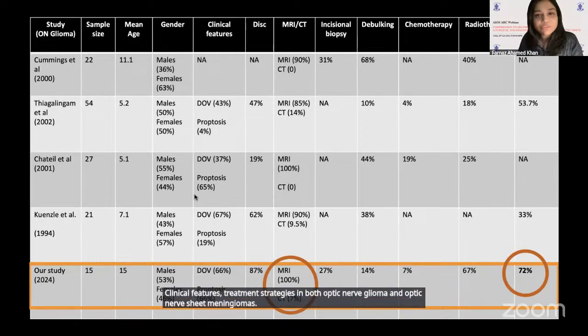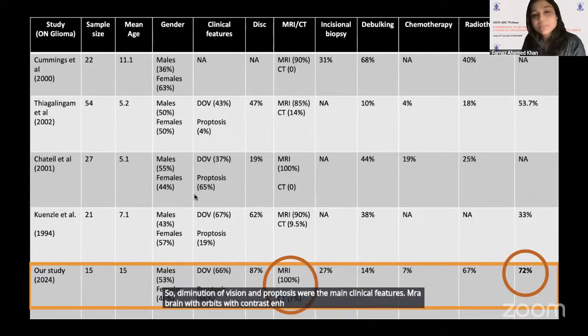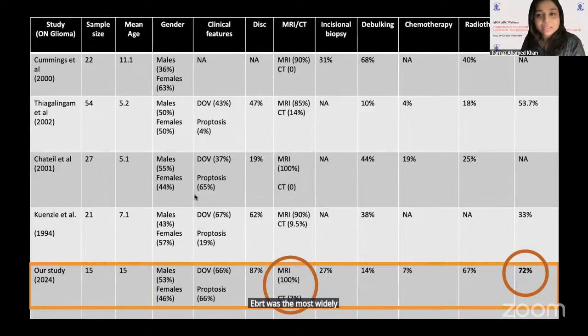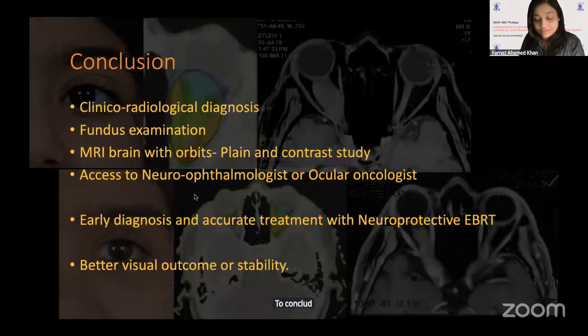Diminution of vision and proptosis were the main clinical features. MRI brain with orbits with contrast enhancement, which is the preferred modality of imaging, was done in 100%. EBRT was the most widely used treatment, in almost 67% of patients, and still 72% had stable or good visual outcome. To conclude, the optic nerve gliomas can be diagnosed clinico-radiologically, thereby restricting surgical intervention only to cases of disfiguring proptosis or intracranial extension.